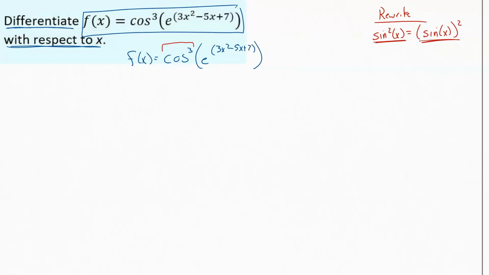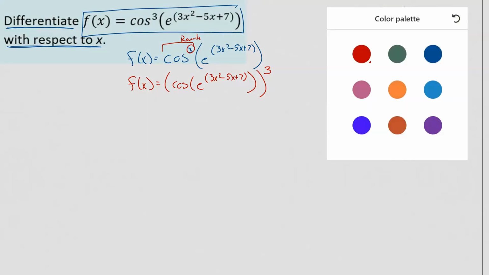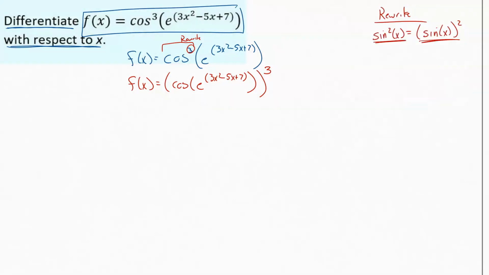So rewriting this right now, we get f of x equals, in parentheses now, the cosine of all this stuff, 3x squared minus 5x plus 7, close the cosine, and then close that whole thing. And we're going to rewrite this all to the third power. So the rewrite is changing that to be one huge set of parentheses raised to the third power.